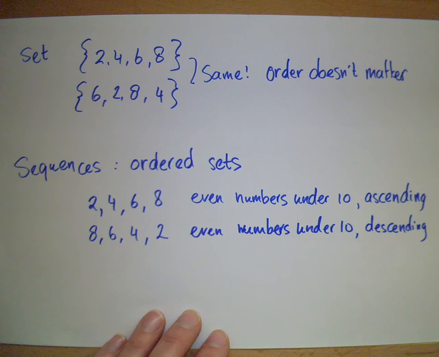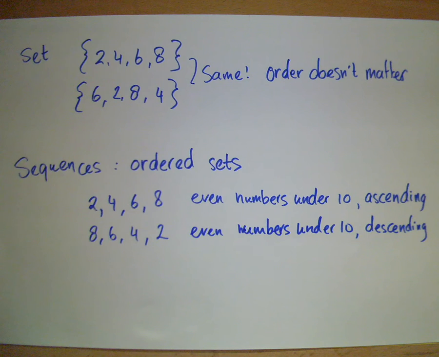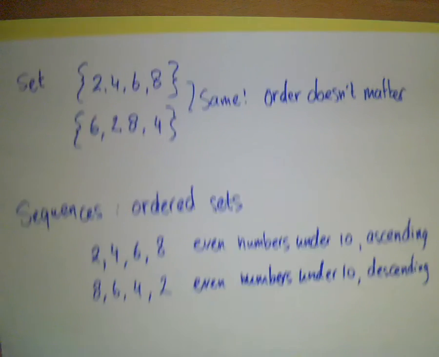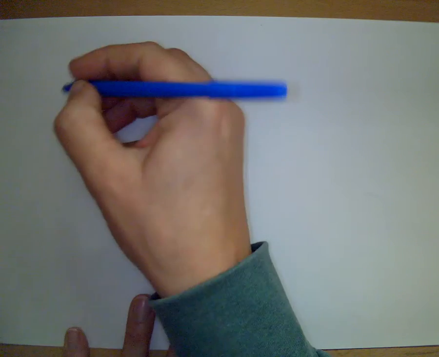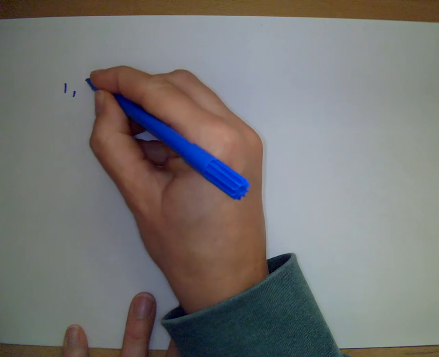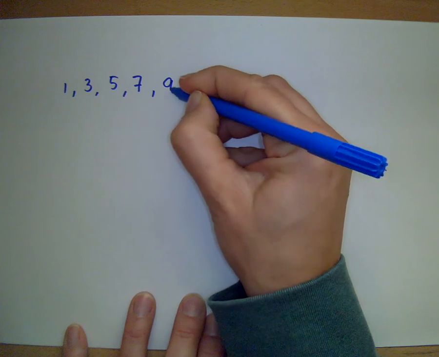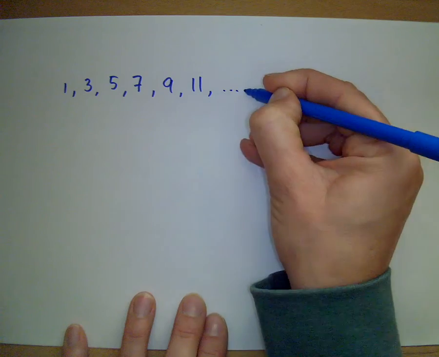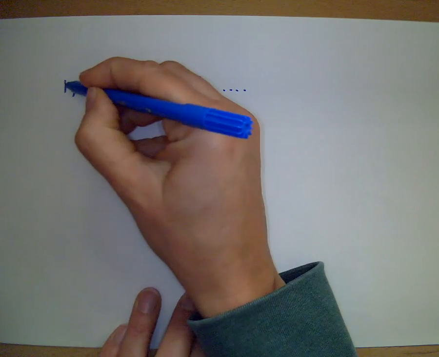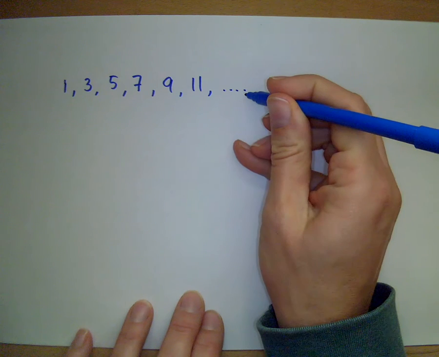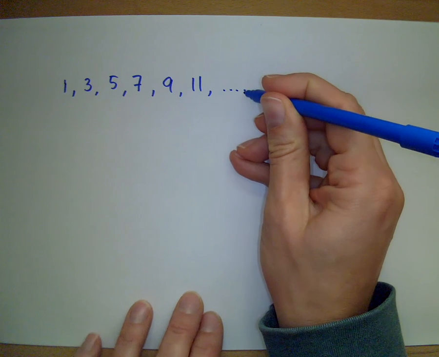Now we need some information about how to talk about sequences. So, say we have a sequence. Let's do this sequence: 1, 3, 5, 7, 9. You see where this is going, right? And say it goes on forever. That's what the dots mean. We use those in set notation. We also use them in sequence notation.